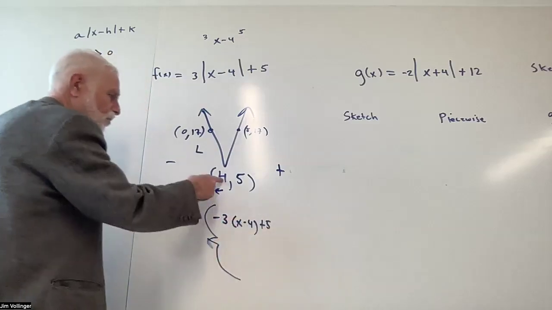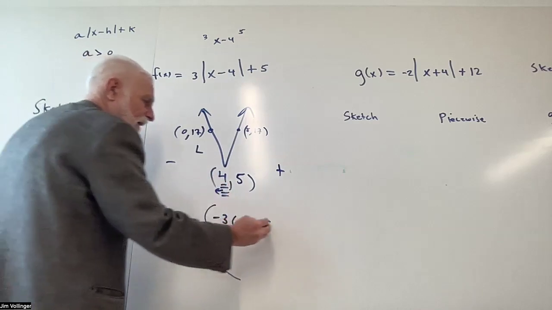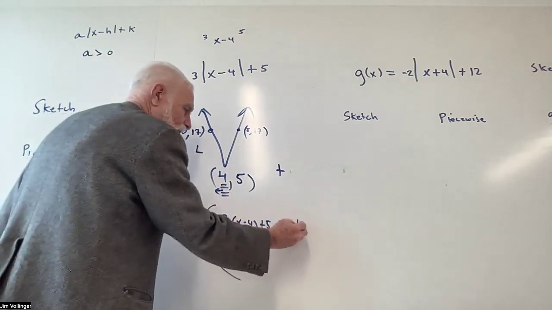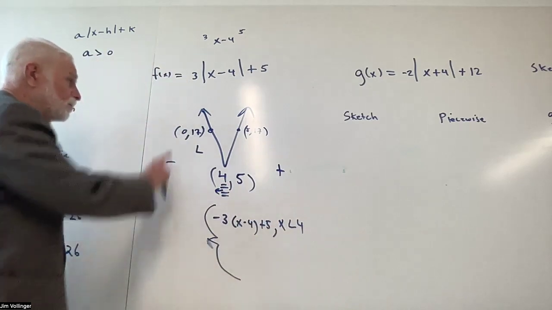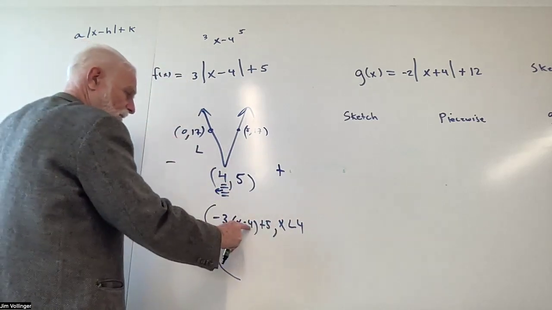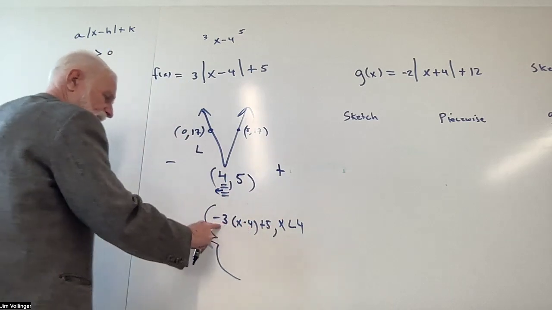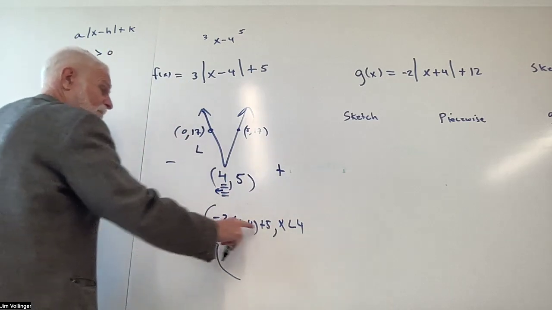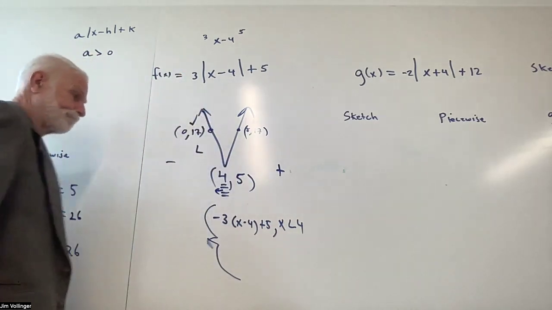But that's only true until I get to an x value of 4. So I'm looking at x values less than 4. Let's put 0 in and see if this gets us 17. 0 minus 4, negative 4 times negative 3, 12 plus 5. It sure did.